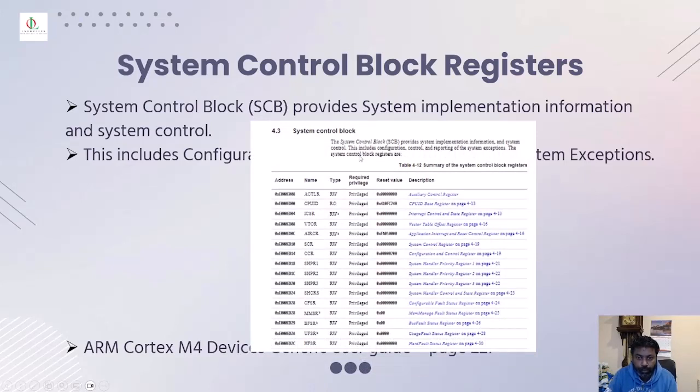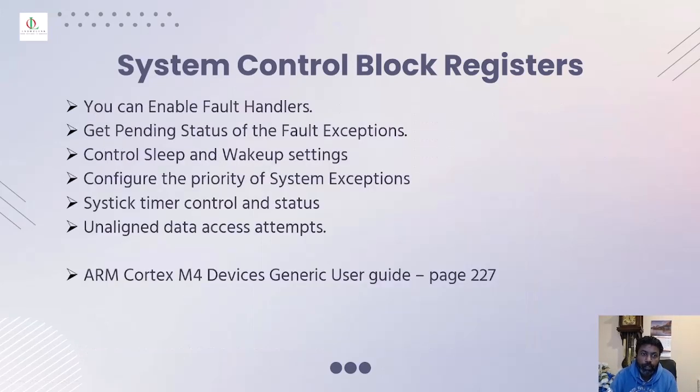So this is what we just saw. The system control block provides system implementation information such as configuration, and can control and report system exceptions. Through the system control block registers, you can enable fault handlers. You can get the pending status of the fault exceptions. You can also control its sleep and wake up settings. You can also configure the priority of system exceptions, the system tick timer control and its status, and unaligned data access items. Again, you can go to page 227 and read through, and everything is there to explain about the system control block SCB registers.